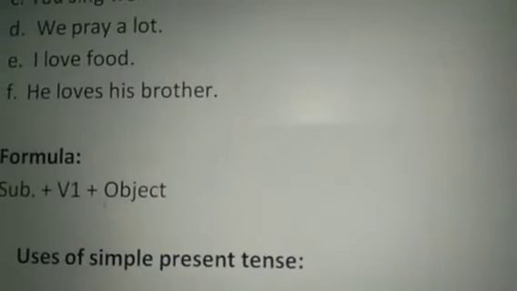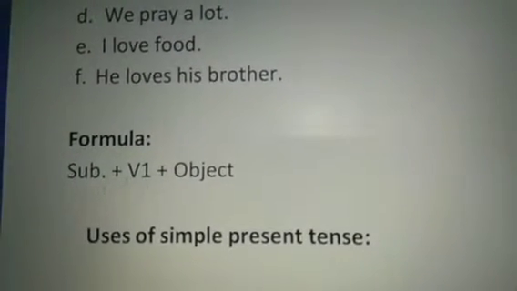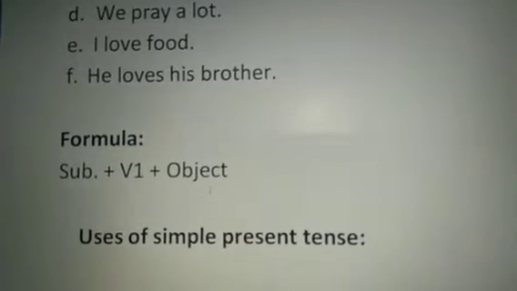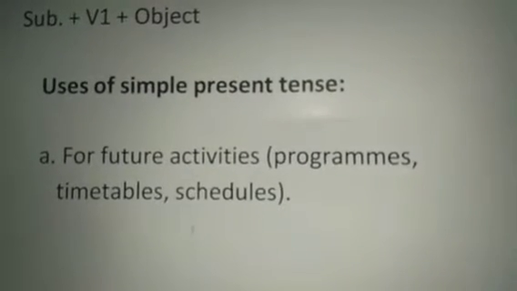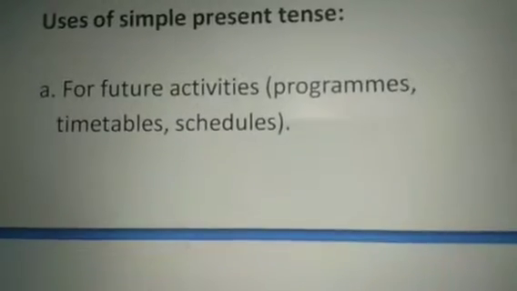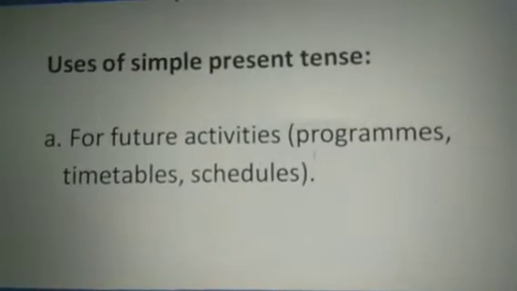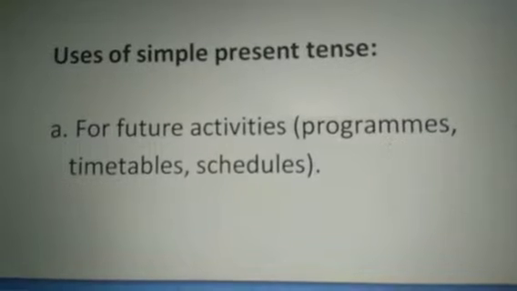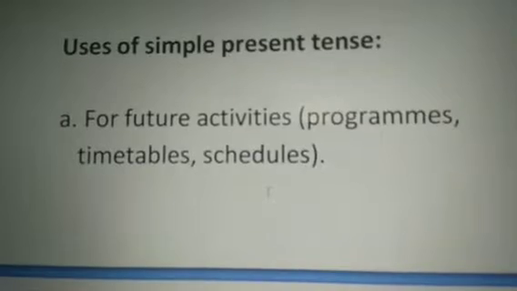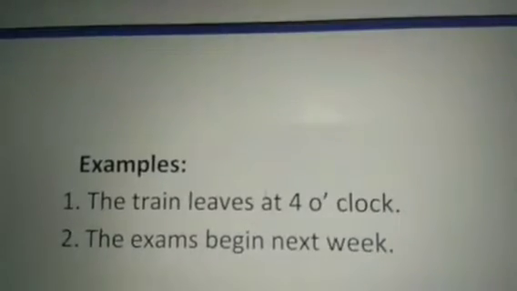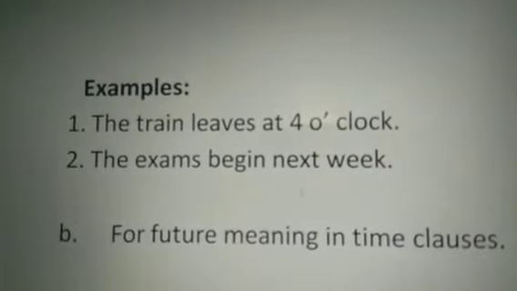Now let us consider the formula of this tense. The formula is subject plus V1 plus object. Now let us consider some of the important uses of simple present tense. The first use is for future activities which are programmed, which might be related to timetables, which might be related to schedules. And the examples are: the train leaves at 4 o'clock, the exams begin next week.